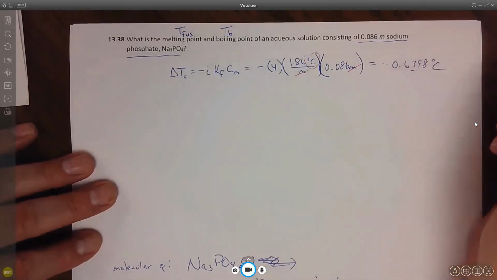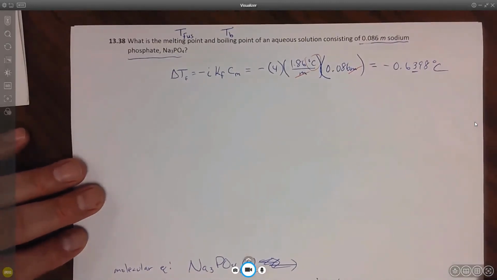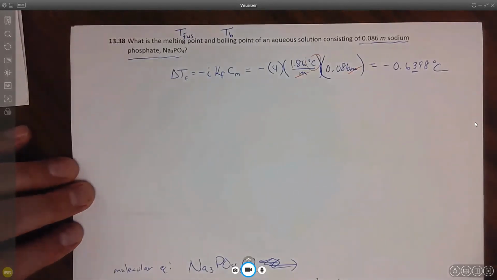And again, if you don't remember how to follow sig figs from Chem 110, you need to go back and learn how. There are rules that are posted on Canvas for you to follow. And again, all the homework solutions always follow sig figs.